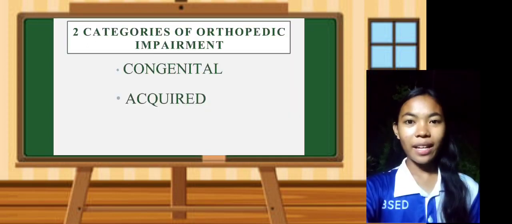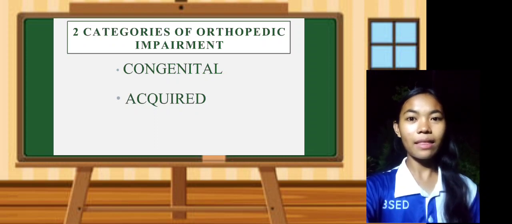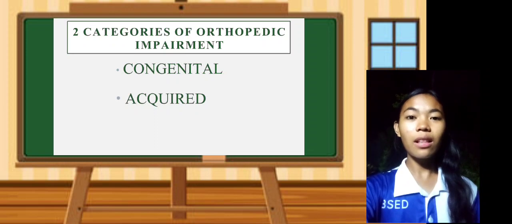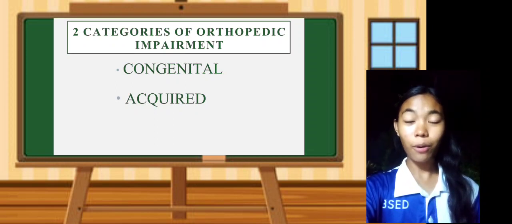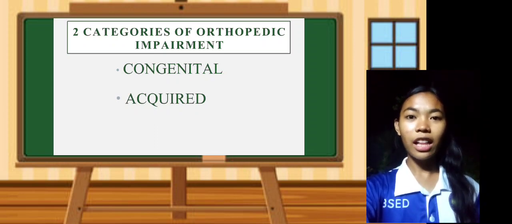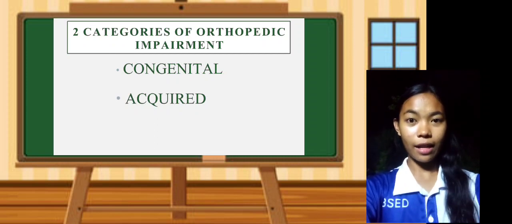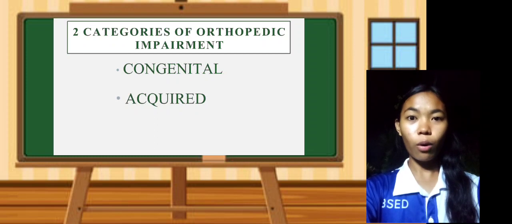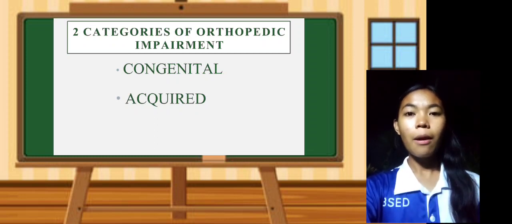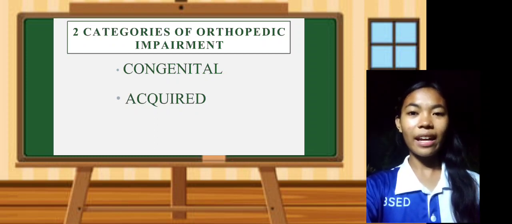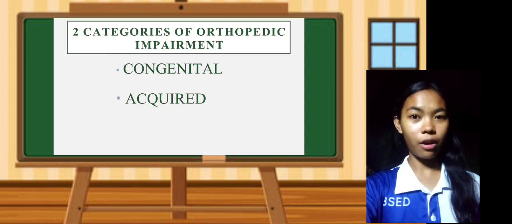There are two main categories of orthopedic impairment, namely congenital and acquired orthopedic impairment. Congenital orthopedic impairment is defined as an orthopedic impairment that a child is born with and begins before birth. For example, a child may be born with joint deformities, spina bifida, or muscular dystrophy. Muscular dystrophy occurs when voluntary muscles progressively weaken and degenerate until they no longer function.